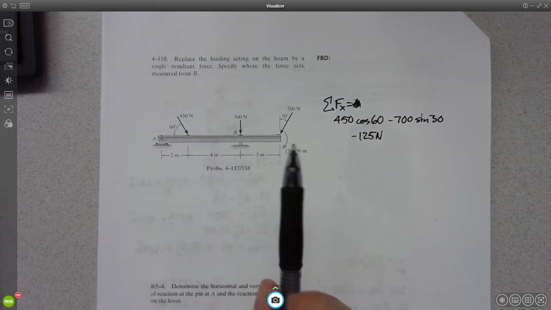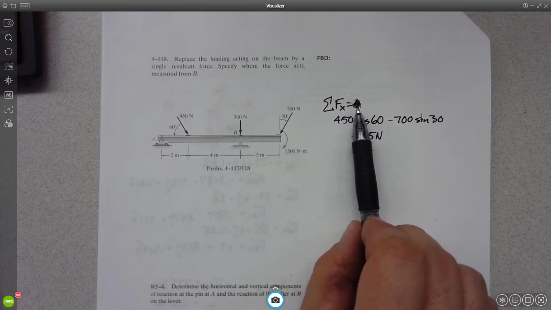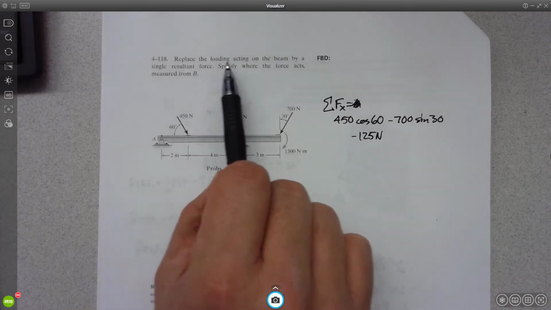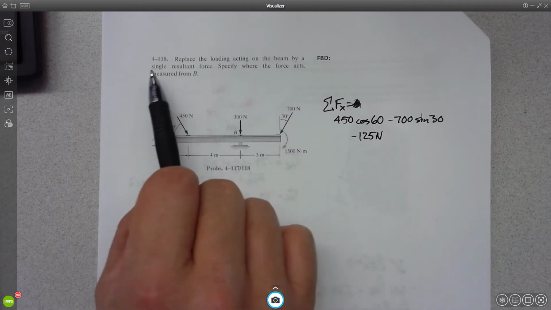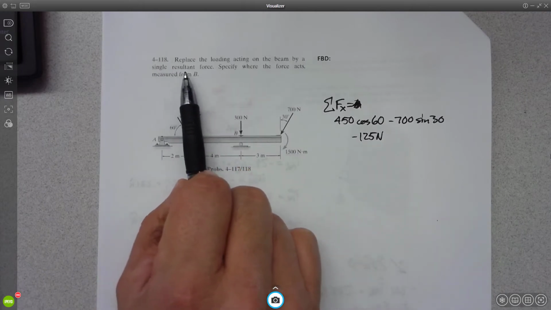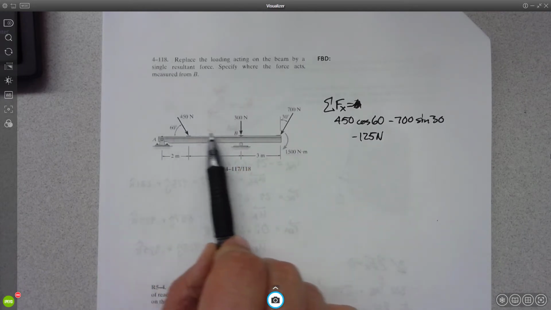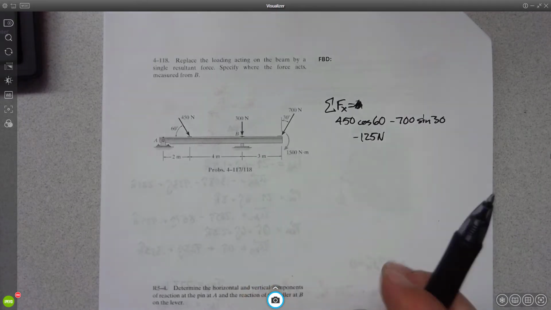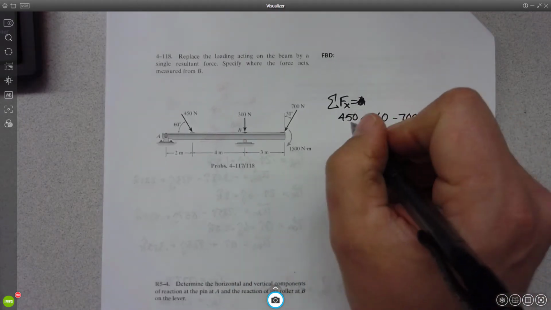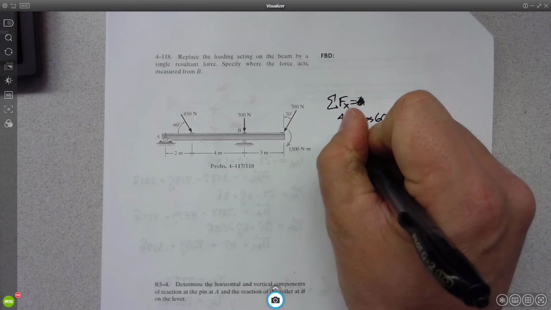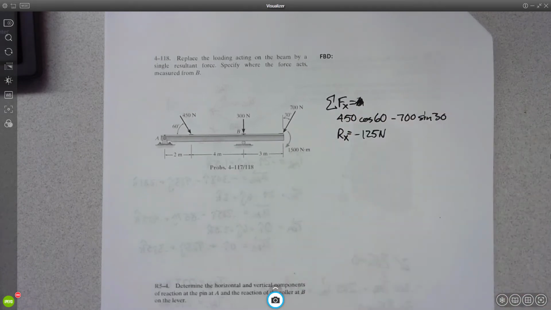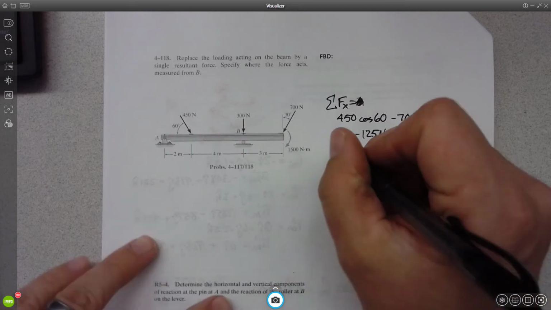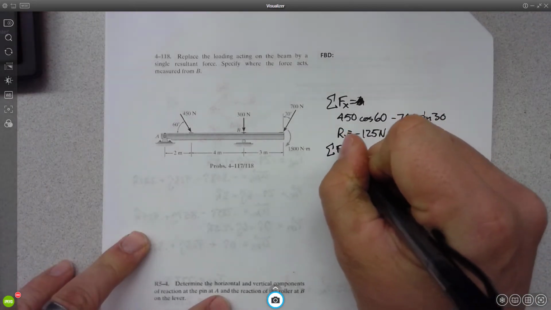Why don't we make it equal to 0? Because what this is asking for is replace the loading acting on the beam by a single resultant force. So we're just trying to find the resultant force. So we're adding all of these up first, okay? So I think what we find is that the resultant in the X direction has a magnitude of negative 125. So now let's sum the forces in the Y direction.